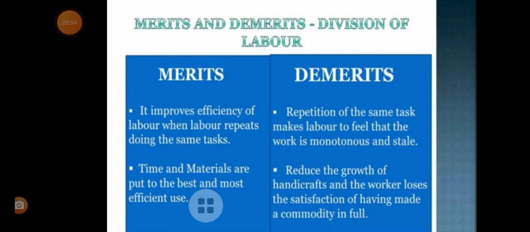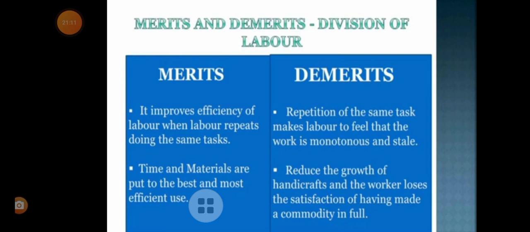What are the benefits? Time and materials are put to the best and most efficient use. So in division of labor, time will be saved. If 10 people join together to make a shirt, in very few minutes they will make many shirts. And they can also work efficiently, a very fruitful work, and they can make the complete work.